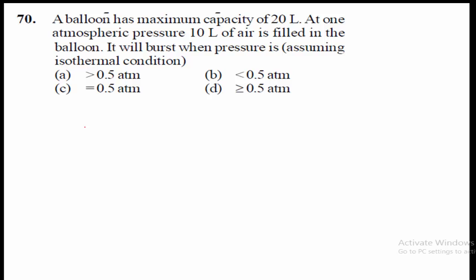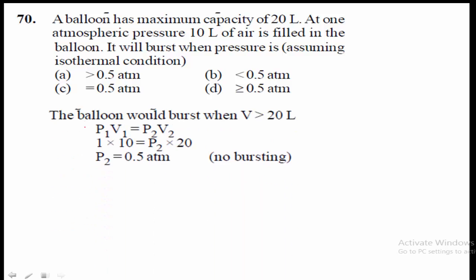70th. A balloon has a maximum capacity of 20 liter at 1 atmospheric pressure. 10 liter of air is filled in the balloon. It will burst when the pressure is? So the balloon would burst when the volume is greater than 20 liter. Therefore, P1 V1 is equal to P2 V2. Because its maximum capacity is 20 liter, it will burst if it exceeds that volume.